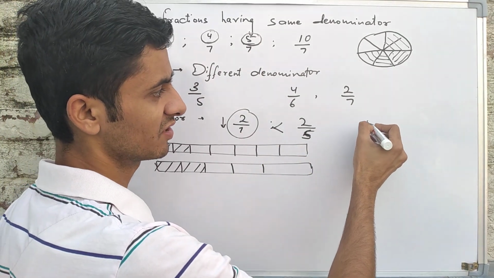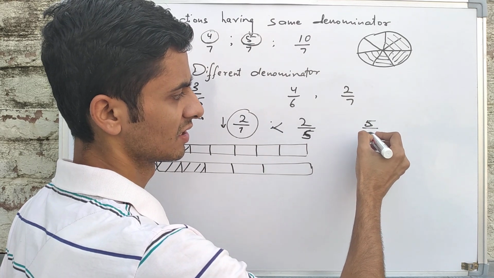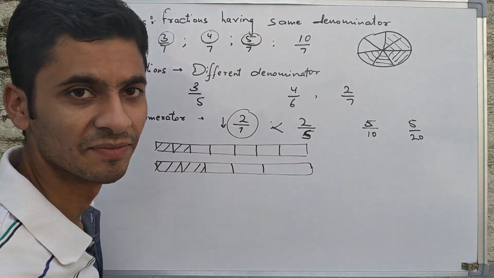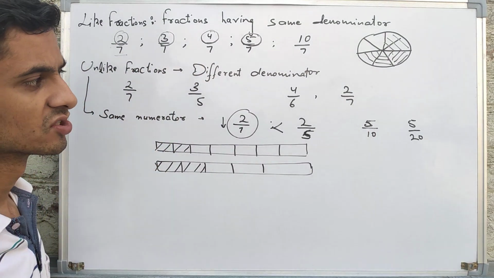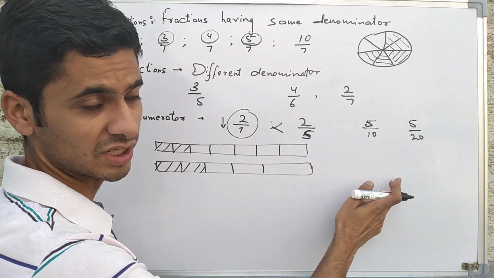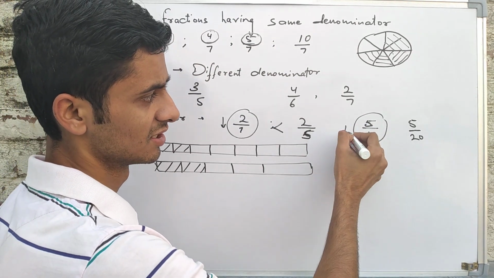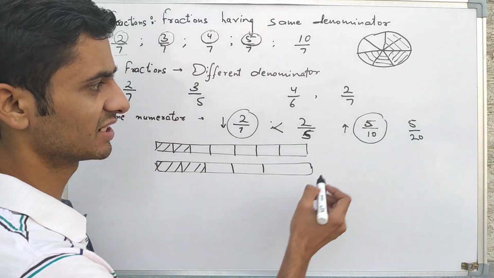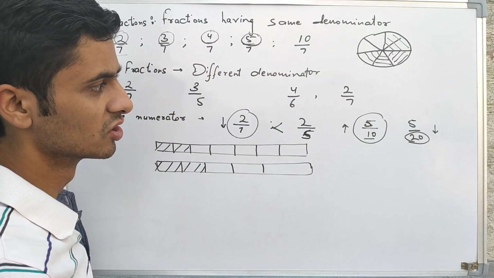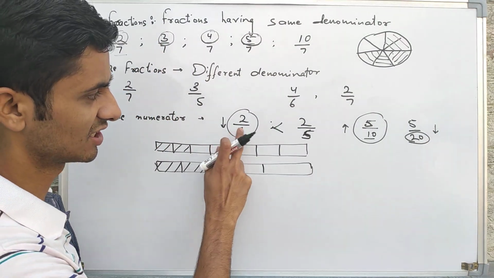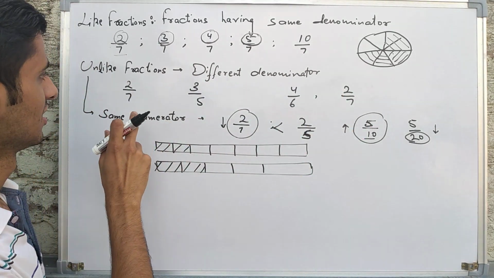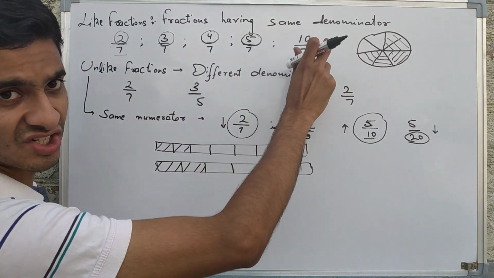Okay, suppose one is having 5 marks out of 10, another is having 5 marks out of 20, and the question is which fraction is bigger. So straight away you can say that he's having 5 marks out of 10, he's having 5 marks out of 20. So obviously this fraction is bigger. And if you compare denominators, bigger denominator, fraction is smaller. So one way is to check the denominator. For like fractions, it is clear.